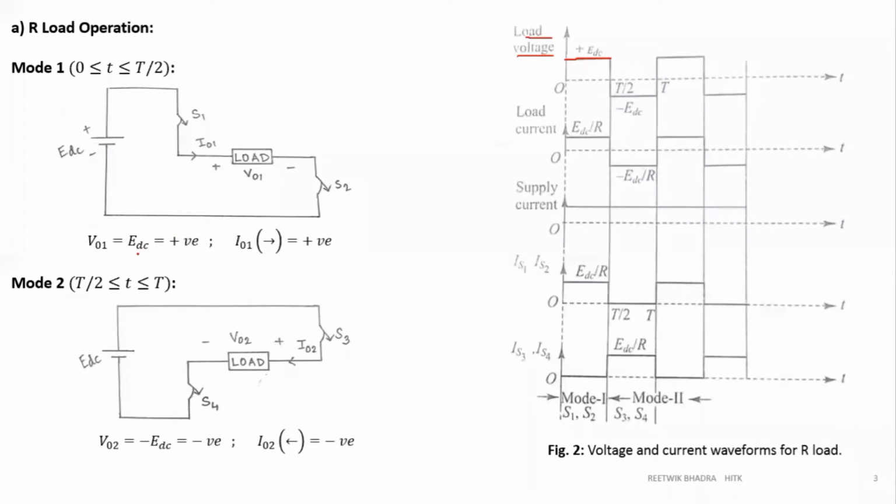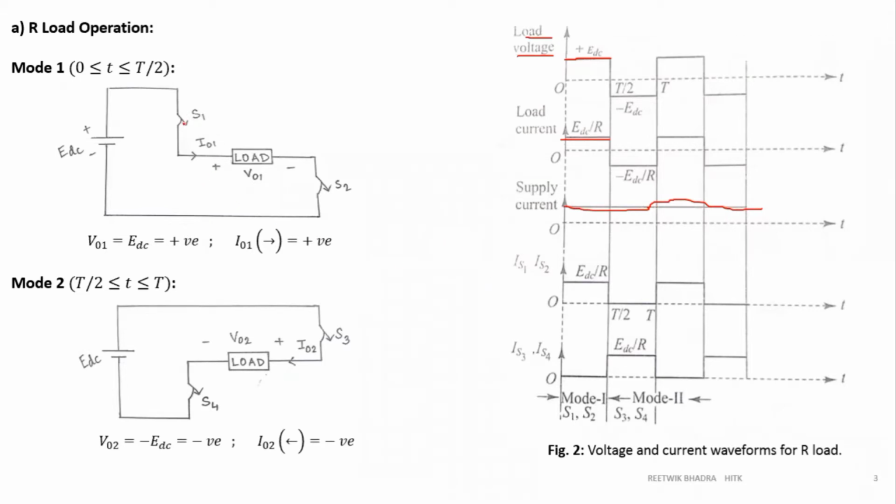What will be my current? EDC by R. My load voltage is EDC. What is my load? R. So EDC by R will be my load current. Supply current is DC, so it will be constant always.